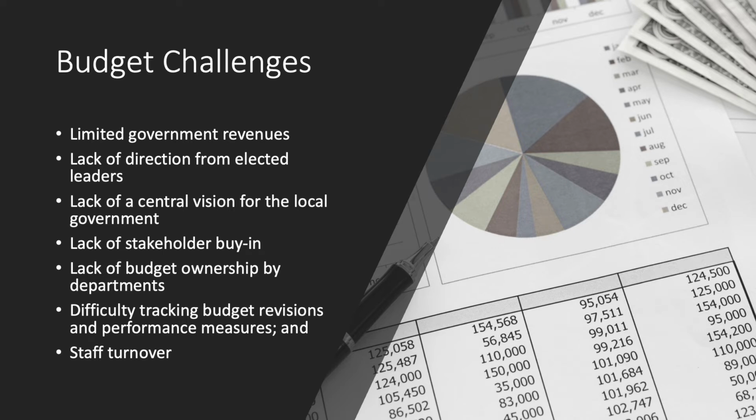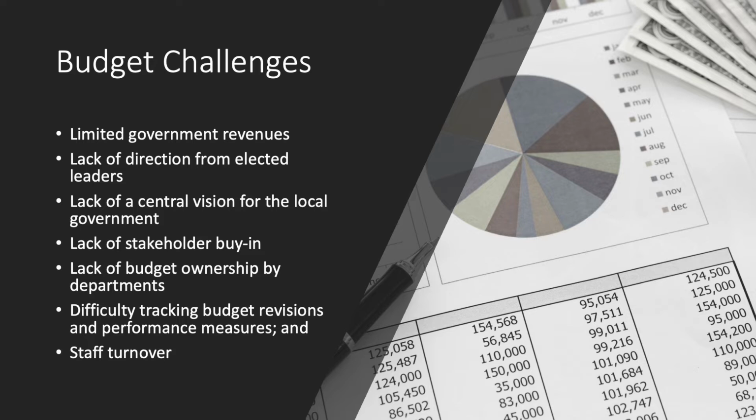Several key challenges face local governments as they begin to develop a budget. These challenges include limited government revenues, a lack of direction from elected leaders, a lack of a central vision for the local government, a lack of stakeholder buy-in, resulting in limited levels of citizen engagement and a limited understanding and involvement in the budget process, a lack of budget ownership by departments, difficulty tracking budget revisions and performance measures, and staff turnover. You can see in this list how several of these concepts have been covered in this course thus far and come to bear on this very important process.